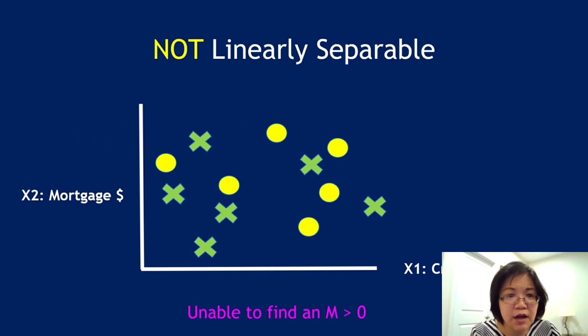Here's another non-linearly separable problem that involves two x's, right? So we have x1 credit score, x2 mortgage amount, and then these two classes data. It's very difficult to find a line. Well, in fact, it's impossible to find a line that will perfectly separate the two classes. If we try to find an MMC, the algorithm will fail to produce a solution with an M that's greater than 0. So the algorithm fails.